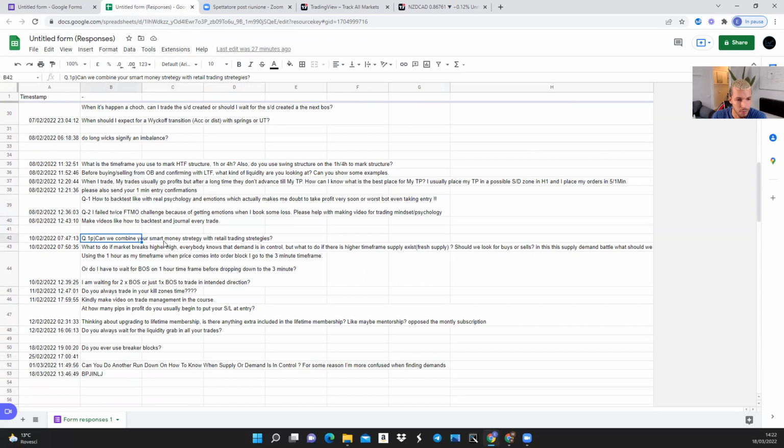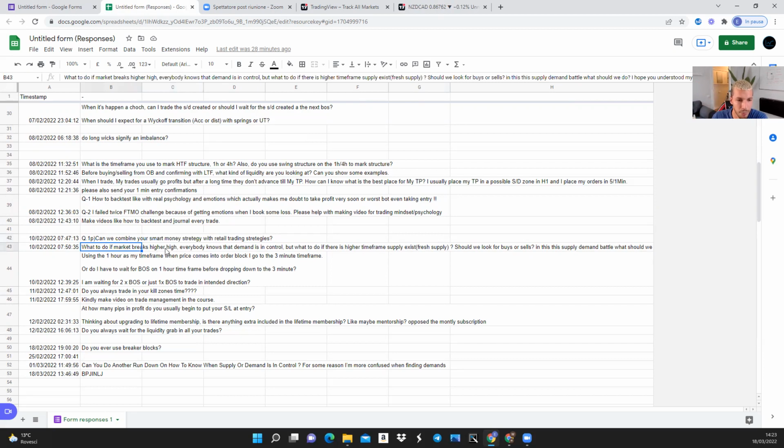How can we combine? Can we combine smart money strategy with retail trading strategy? You can. You just need to make sure that you backtest it and see if the things that you are combining actually work well together. Because smart money strategy and retail trading strategies, you just said everything and nothing, because smart money has a lot of concepts and different strategies. Retail trading has a lot of different concepts and different strategies. It depends what you put together and how they work together.